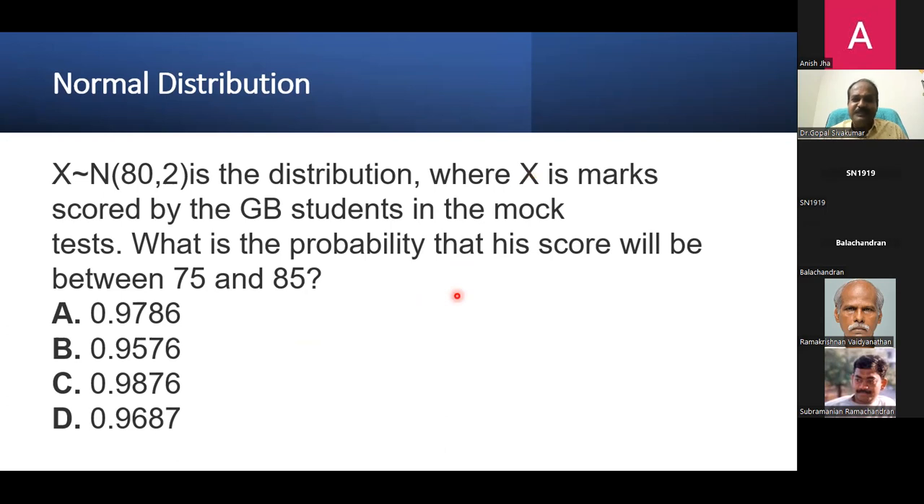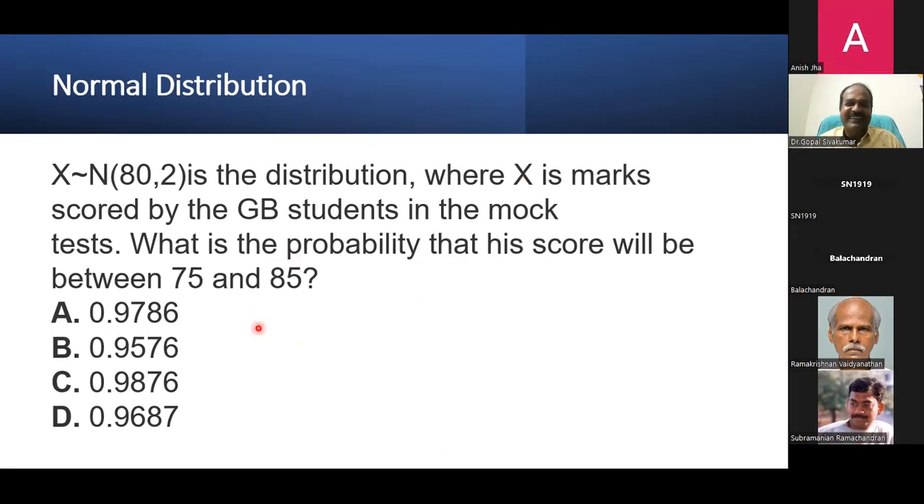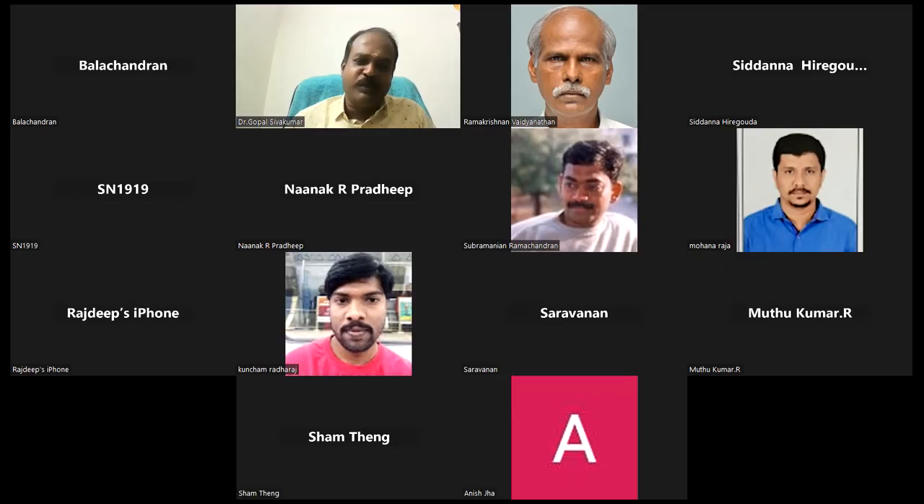Do you understand the question? I'm not asking the answer. The mean is 80 and 2 is standard deviation. What is X here? Marks scored by the students. Yes. Marks scored by the student is expected to be normally distributed with a mean value of how much? 80. Standard deviation of how much? 2. Being said that, if you know this much, what is the chance for a student to score between 75 and 85? I don't want you to break your head in all these scenarios.